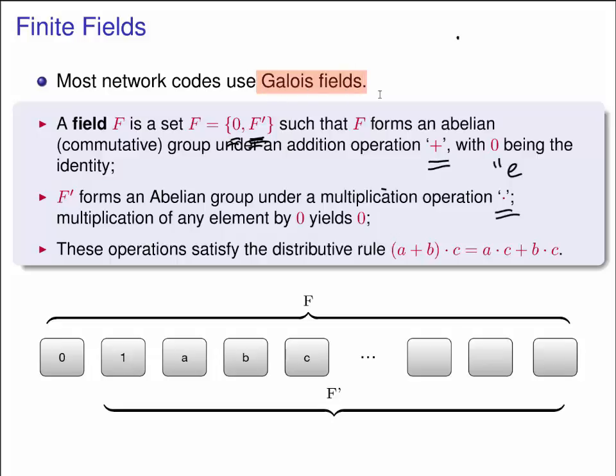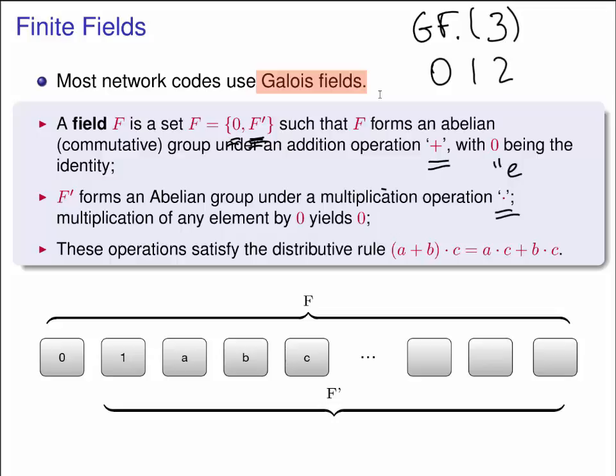So in Galois fields, for example, GF3 will have 3 elements, so it will be 0, 1, and 2. And addition will be regular addition modulo 3, and multiplication will be regular multiplication also modulo 3. So we'll see that it basically satisfies those two requirements.